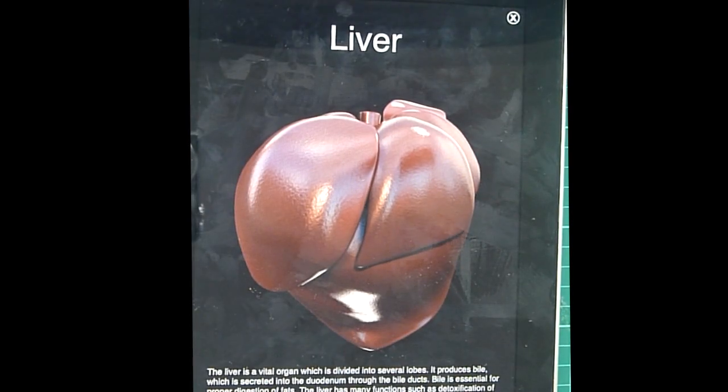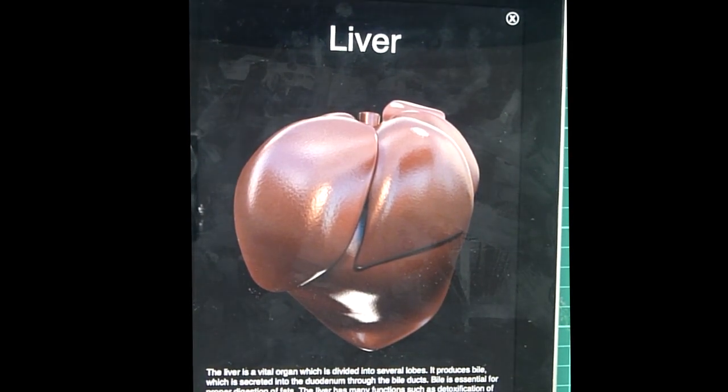The liver is a vital organ which is divided into several lobes. It produces bile, which is secreted into the duodenum through the bile ducts. Bile is essential for proper digestion of fats. The liver has many functions such as detoxification of certain chemicals and production of glycogen, a carbohydrate storage material.